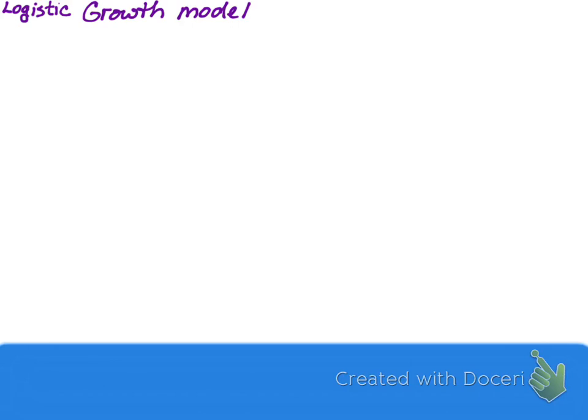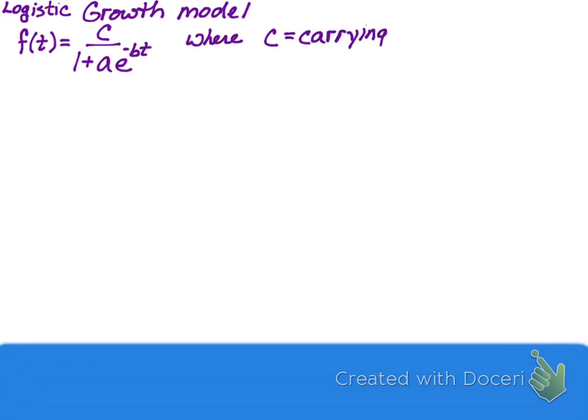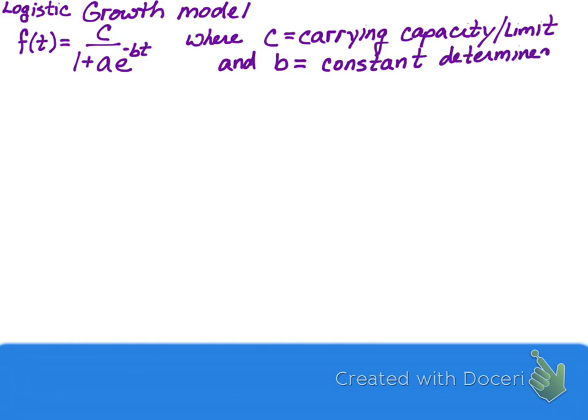Another example is called logistic growth models. This is where the function f of t equals the fraction C divided by 1 plus A e to the negative bt. C is called the carrying capacity or the limit. B is the constant determined by our growth rate. And the initial amount that we have is C over 1 plus A, and we'll see that. So we're going to do an example talking about the spread of the flu, of influenza.